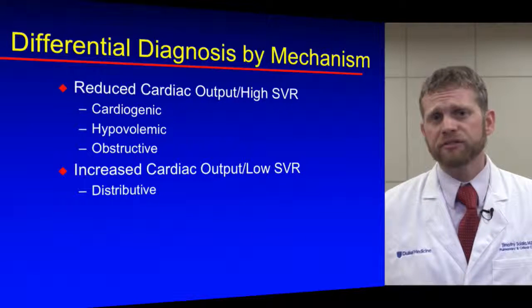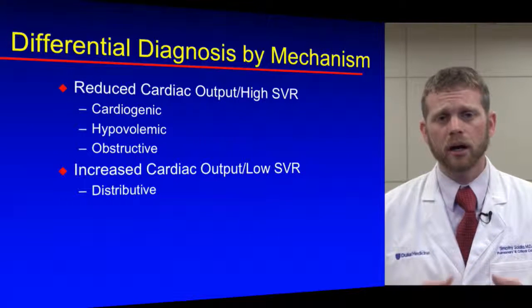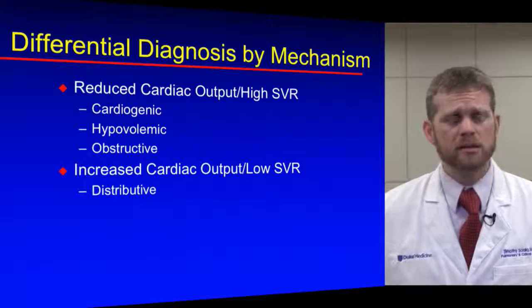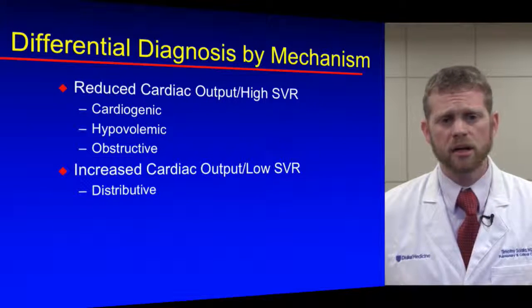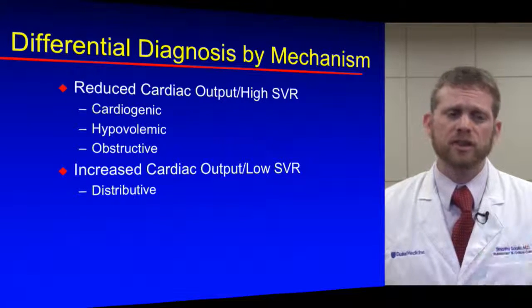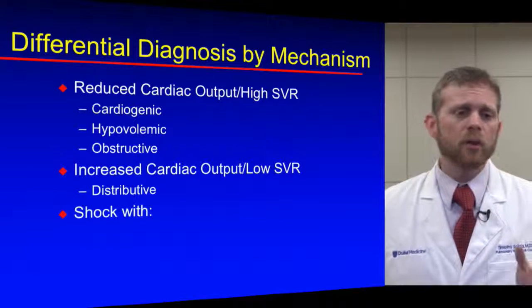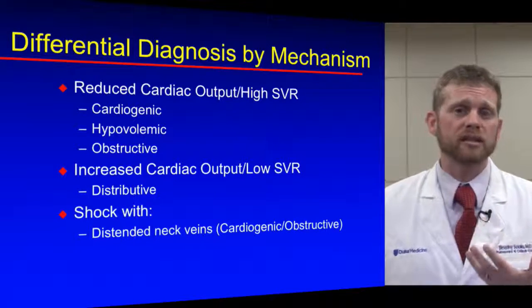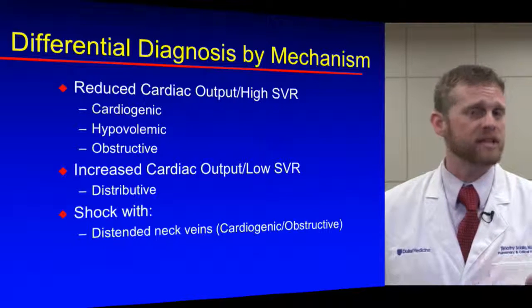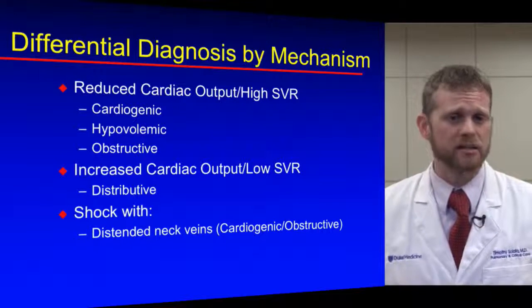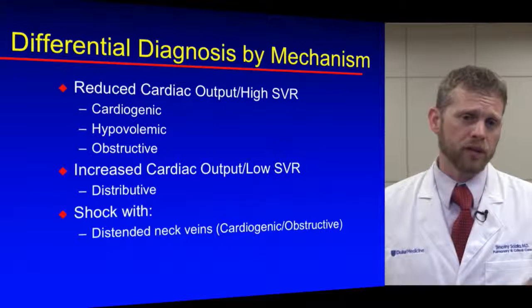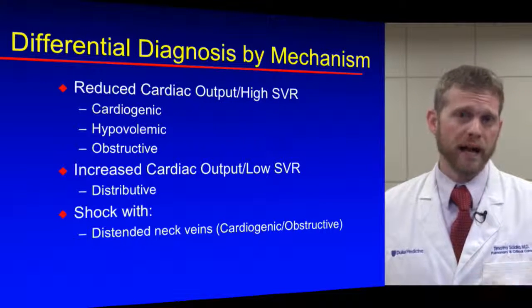And on exam, you're going to feel people, they're going to be warm, they're going to be sometimes edematous in the lower extremities, and just very different than the other forms of shock when you have someone in early sepsis. Another way to look at shock is you can look at their neck veins. So I find that to be quite helpful. If someone has very prominent neck veins and they're hypotensive, you're really either going to have cardiogenic shock or you're going to have obstructive shock.